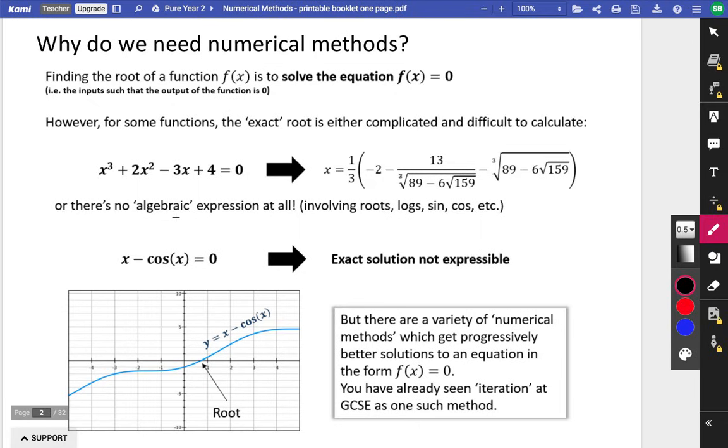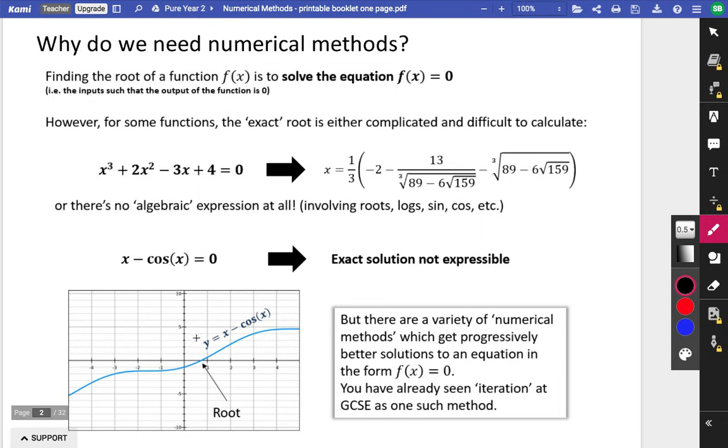Sometimes there is no algebraic expression at all, so you can't even have it with roots or logs or sine or cos. Like here we have cube roots and fractions. The solution to the equation, the root of the equation x minus cos x equals 0, has no exact solutions that you can express. It's just a number that looks something like this on the graph.